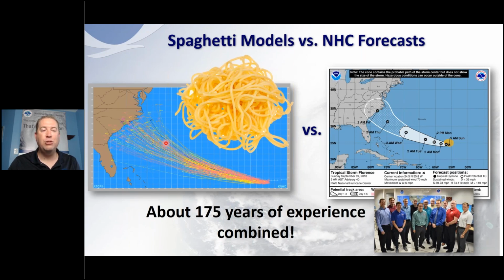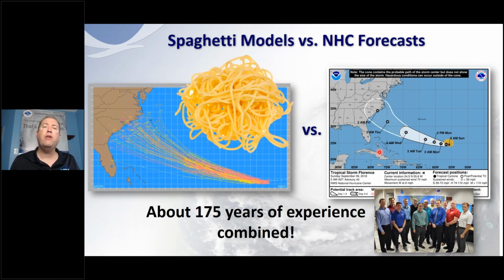But these are spaghetti models. All these lines, I'm sure you've seen this on Facebook or even some of the local TV stations. They do have utility with a meteorologist or somebody with experience. When they're real close together like this, that means we're confident, because a bunch of solutions or possibilities are showing the same thing. When they diverge or separate, our confidence is lower. But don't worry about this.